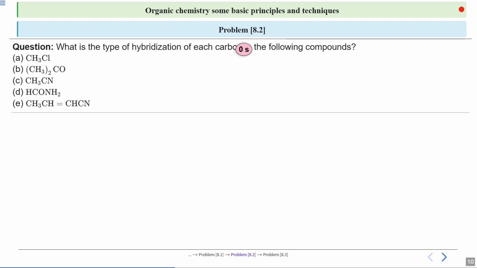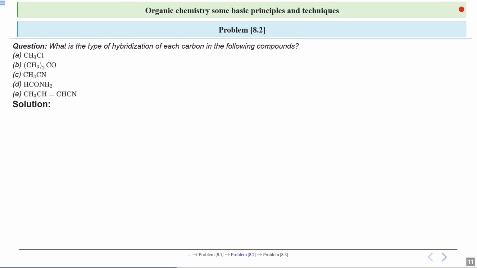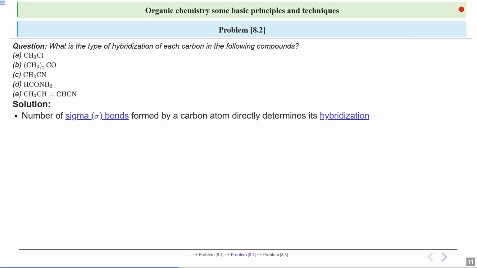Okay, your time is up. So we will see to each and every compound one by one. Before that, we will again remember this tricky part of calculating the hybridization, which is counting the number of sigma bonds. How do we do it?